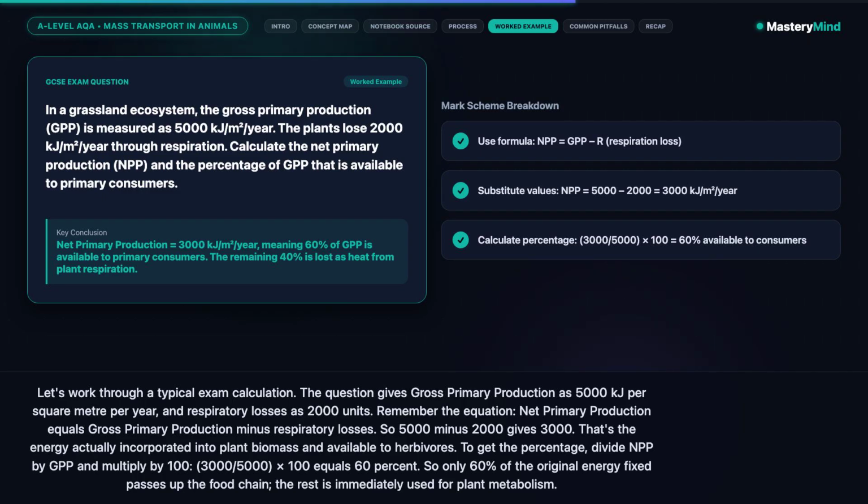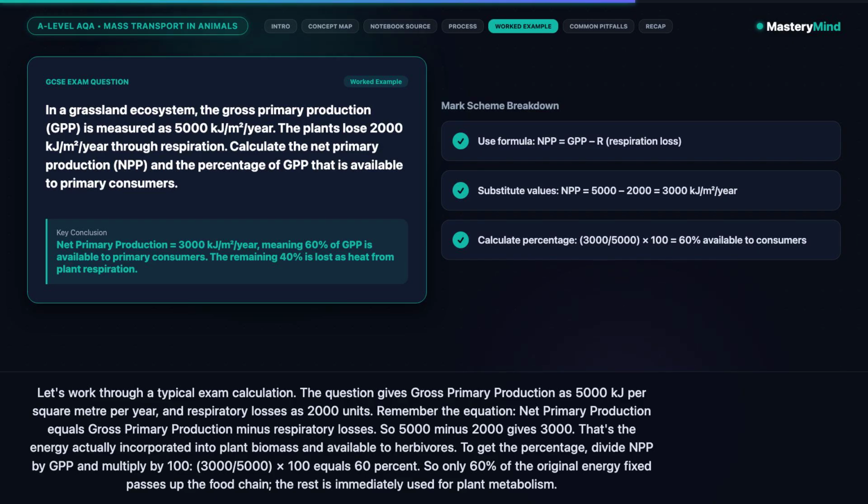To get the percentage, divide NPP by GPP and multiply by 100, (3,000 divided by 5,000) times 100 equals 60%. So only 60% of the original energy fixed passes up the food chain, the rest is immediately used for plant metabolism.